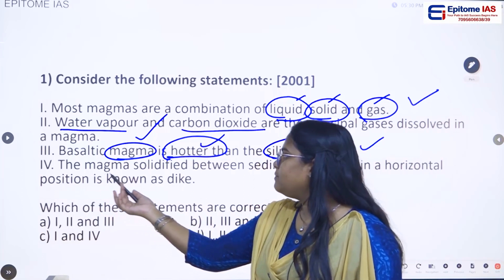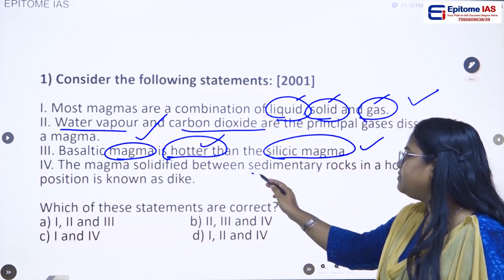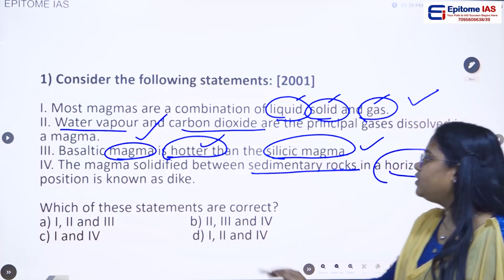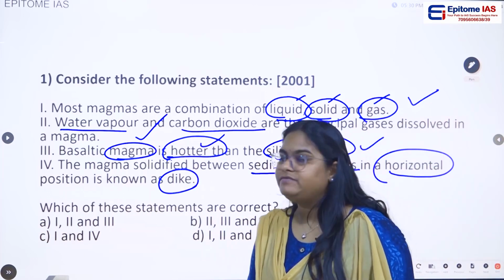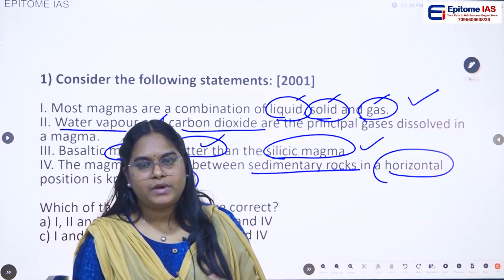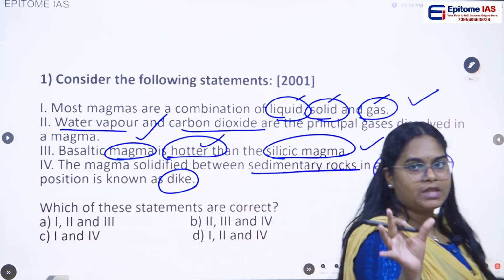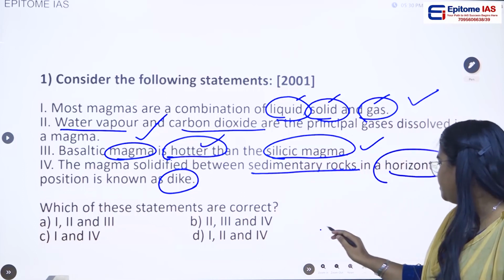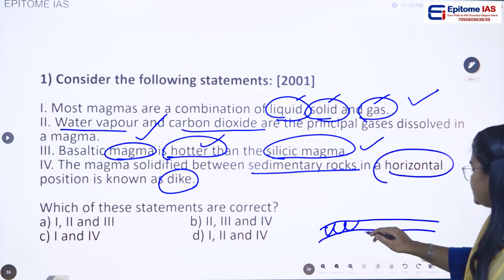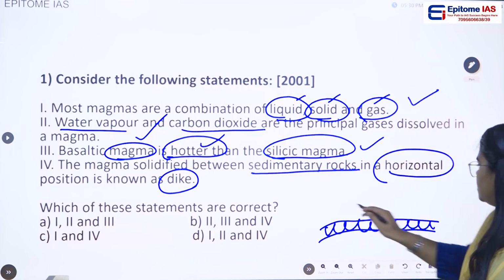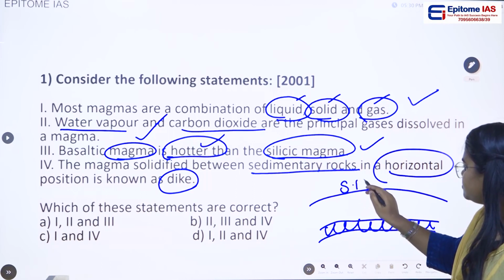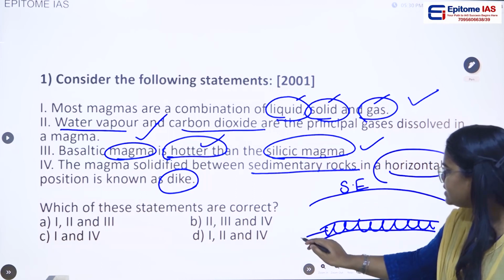The fourth statement, the magma solidified between the sedimentary rocks in the horizontal position is known as dike. Again, whenever this magma comes from the magma chamber, where is this magma chamber located? In most cases, the magma chamber is located in the layer known as the asthenosphere. Let's say this is the surface of the earth and this is the asthenosphere.